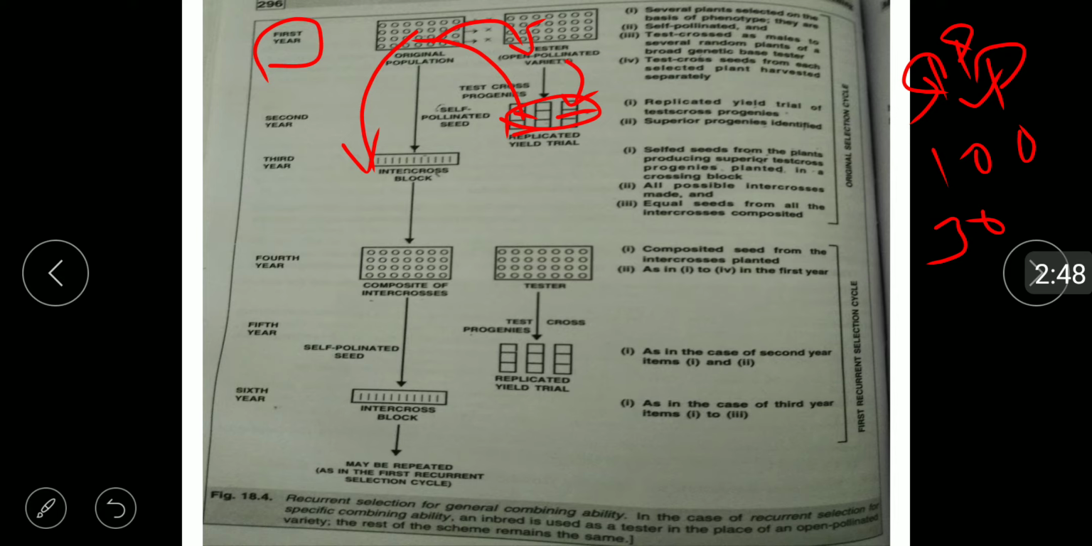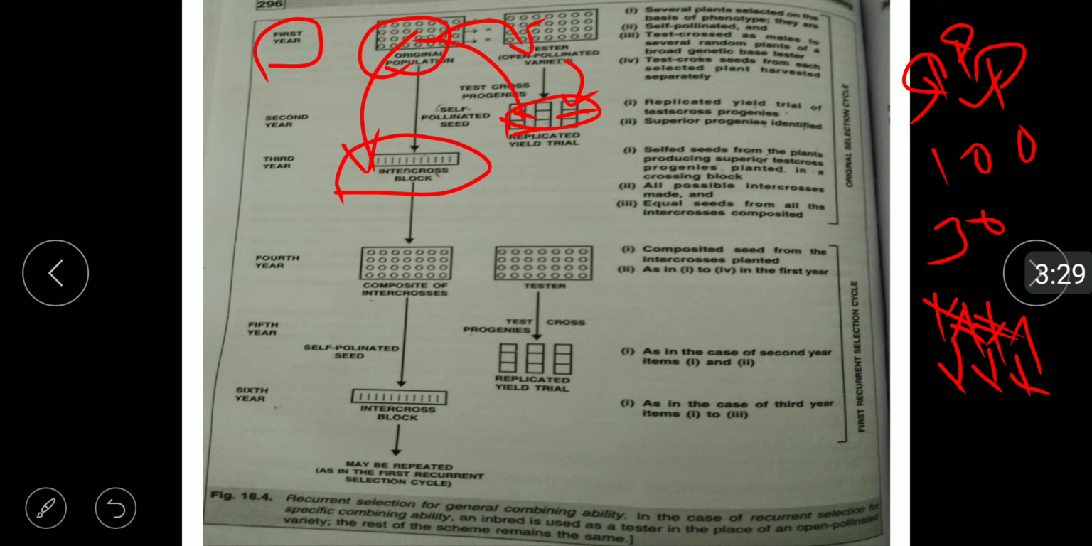The selfed seeds of those 30 plants are used in the intermating block. These are the self seeds from the plants producing superior test cross progenies, planted in a crossing block. All possible intercrosses are made between them. That is, if 30 plants were used, all intercrosses among the 30 are made. Equal seeds from all those intercrosses are composited. That is, an equal amount of seed from each cross is used and composited.